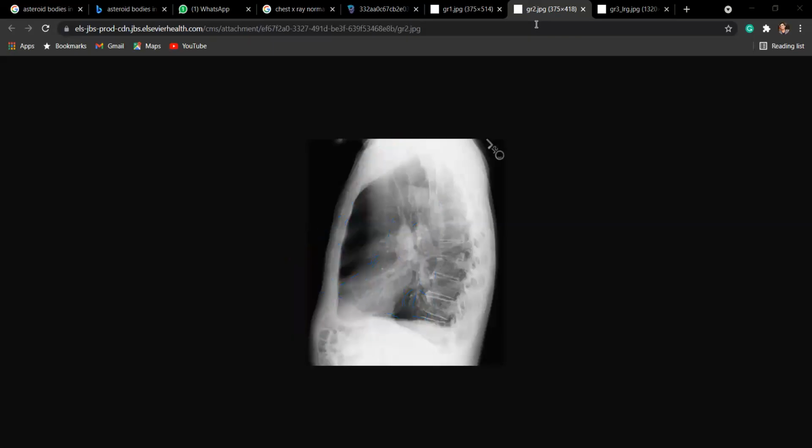Is there any hint we can get from the costophrenic angle? Sorry, I don't understand. What are you trying to say? If there is an X-ray, just an X-ray of the anterior posterior view, can we get a hint, a clue from the costophrenic angle if it is a middle or the lower lobe?